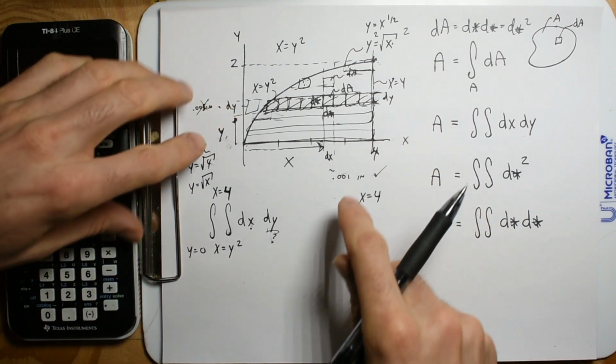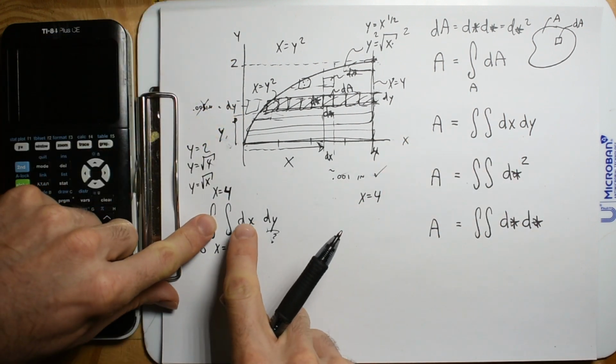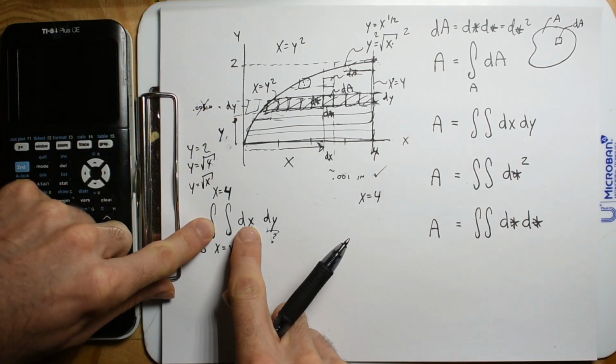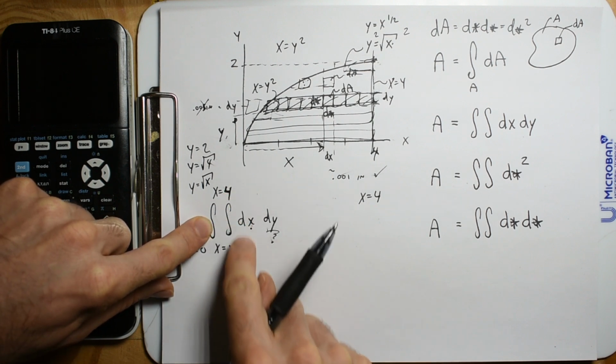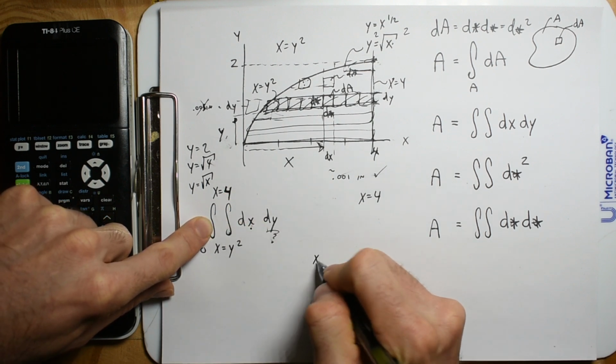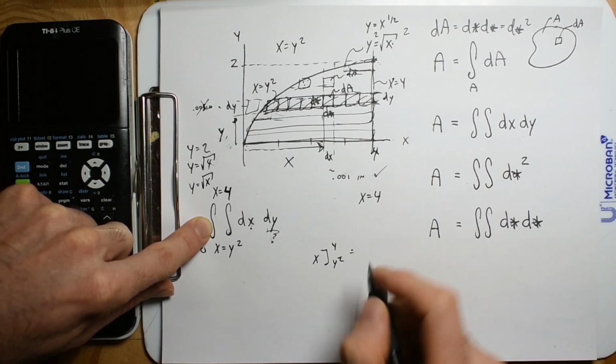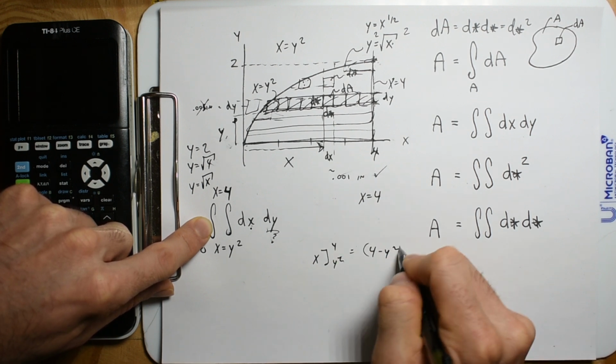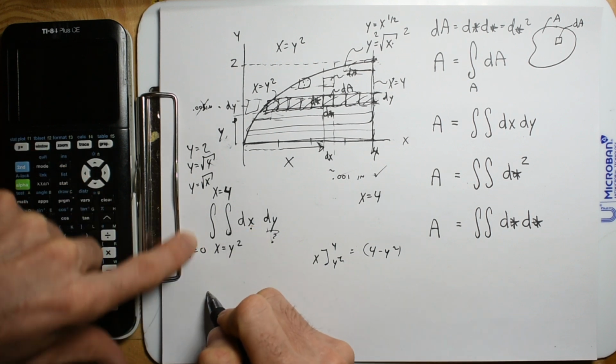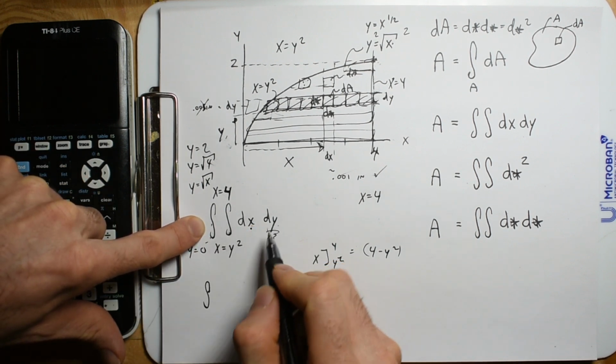Alright, so let's do it. Our first integral is just dx, evaluated at these two limits. So that's just going to be x evaluated at 4 and y squared, and I can just do this on the side. It's just 4 minus y squared. So that's what we're going to get here. We're still going to have this part and then this dy.